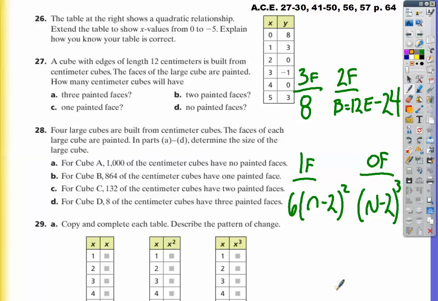A cube with edges of length 12 centimeters is built from centimeter cubes. The faces of the large cube are painted. How many centimeter cubes will have 3 faces, 2 faces, 1 face, and no painted faces?